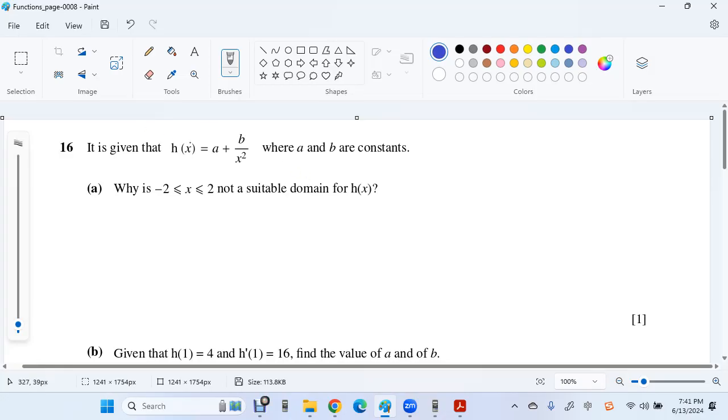It is given that f(x) equals a plus b over x squared, where a and b are constants. Why is x between -2 and 2 not a suitable domain for f(x)? This is not suitable because the interval includes 0. From -2 until 2, we have 0 here, so it is not suitable because f is undefined when x equals 0.